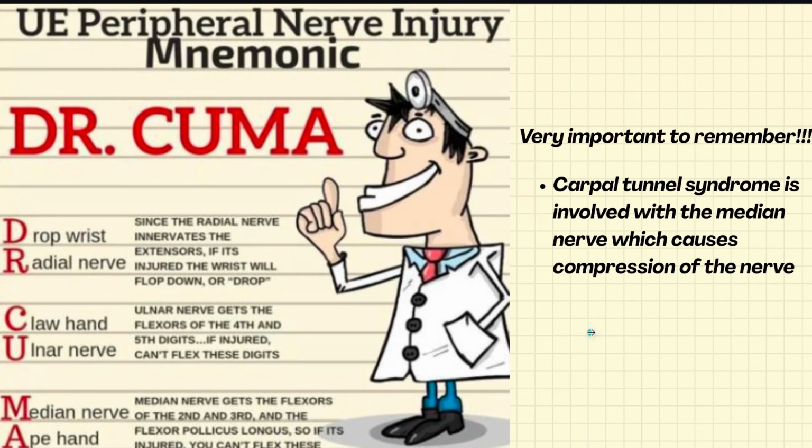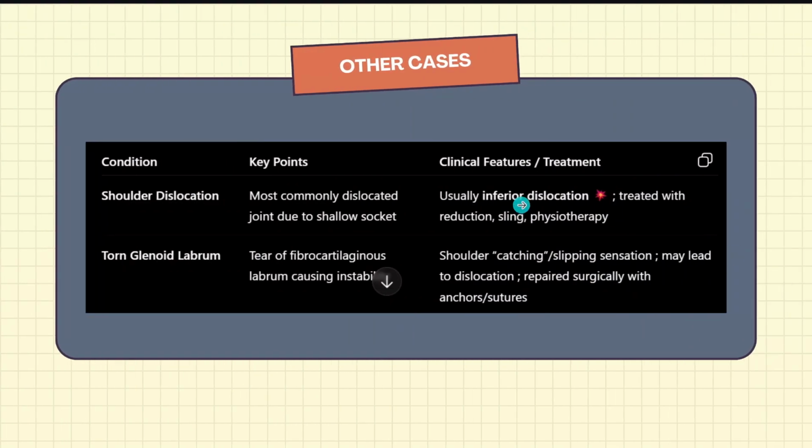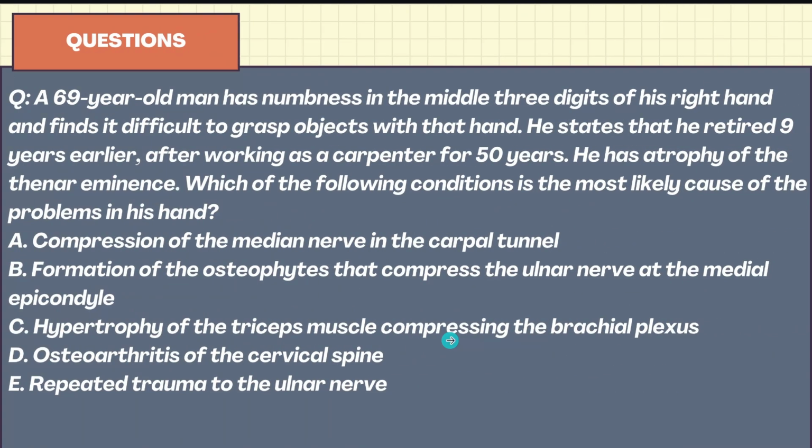And now this, I put it again because it was mentioned in the slides again. However, I don't think I need to re-explain all the nerves again because we know them by now. Very important to remember, carpal tunnel syndrome involves the median nerve, which causes compression of the nerve, which we know by now. And here are other cases that you can read on your own. However, everything that I mentioned earlier is what you should focus on. Now let's come to questions.